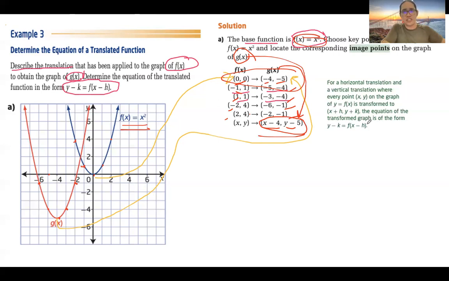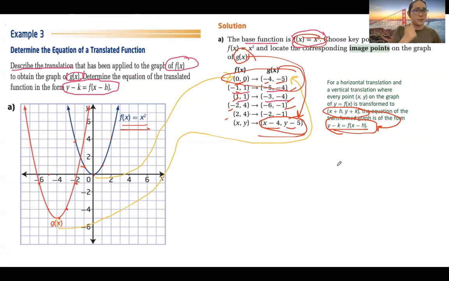So for a horizontal translation and a vertical translation, where every point (x, y) on the graph of y equals f of x is transformed to (x plus h, y plus k). As I mentioned a while ago, the equation of the transformed graph is of the form y minus k equals f of x minus h. Okay, this one will give us the form of the function, as I introduced in the beginning, that for the horizontal and vertical translation, it can be written as y minus k equals f of x minus h. Do not forget about our form, okay?